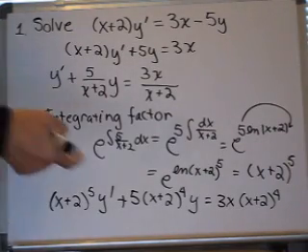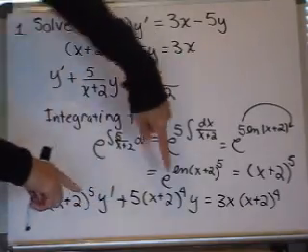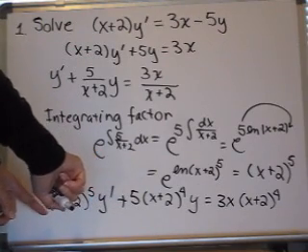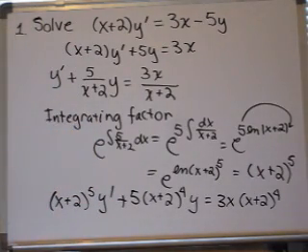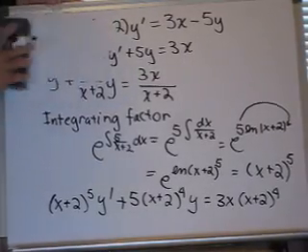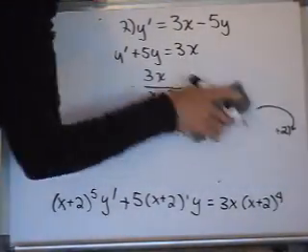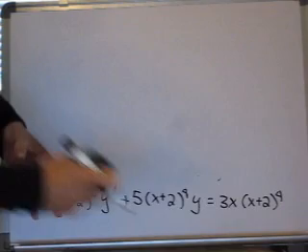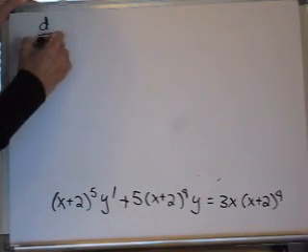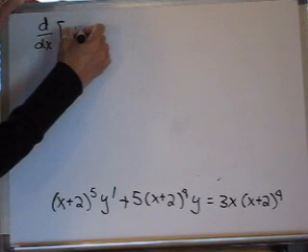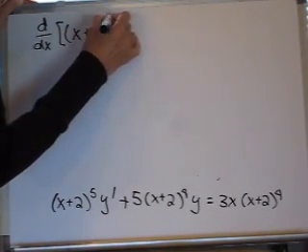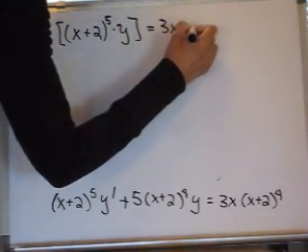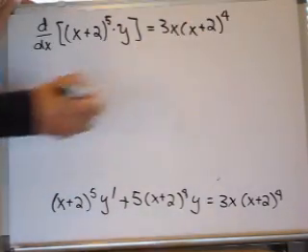Okay, so the next thing I need to notice is that, hopefully, if I've done my integrating factor correctly, the left-hand side of the differential equation is going to break down to the derivative of the product of the integrating factor and y. So let me go ahead and just write that down, and I'll double check to verify. I'm going to leave my last step down there for just a minute. So the left-hand side should be the derivative with respect to x of the integrating factor, which was x plus 2 to the 5th power times y. And that should equal the right-hand side, which is 3x times x plus 2 to the 4th power.